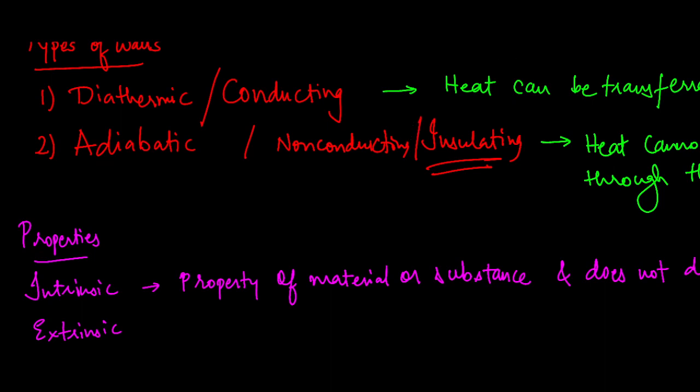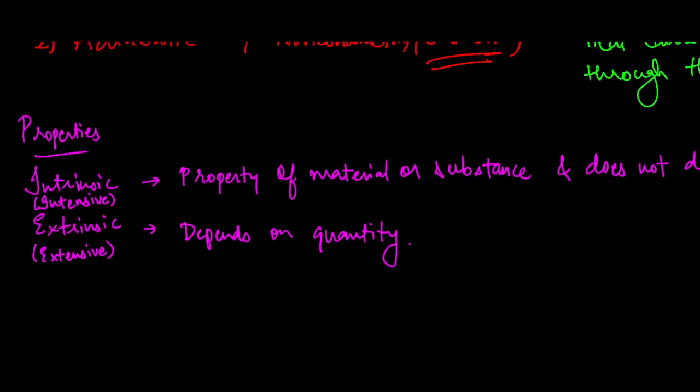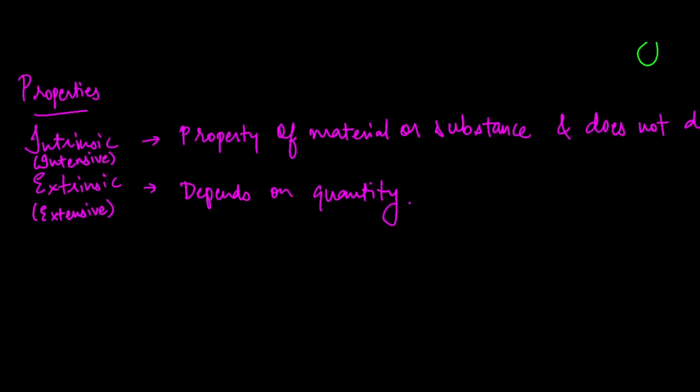This is what comes in your chemistry as intensive and extensive. Basically the meaning of intrinsic is that it is internal to that substance. Extrinsic depends on quantity. So these are some properties of the system or whatever it is, and they work for surroundings as well.